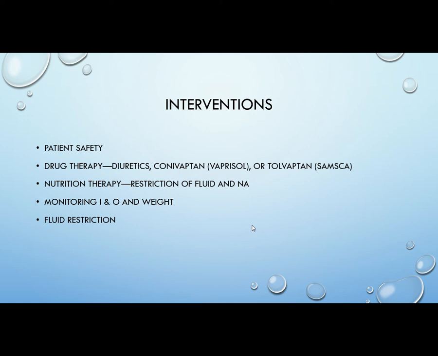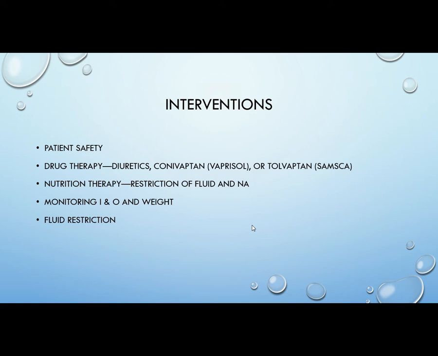Now this is, I guess, right up there with diabetes, one of the least favorite diets, one of the hardest diets for a patient to comply with, basically because most people like their salt, just like their sugar. Most people like their sugar, okay?